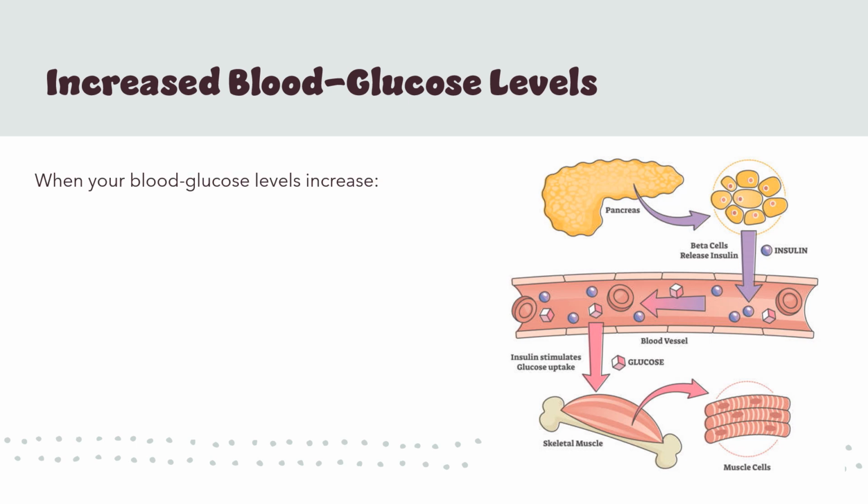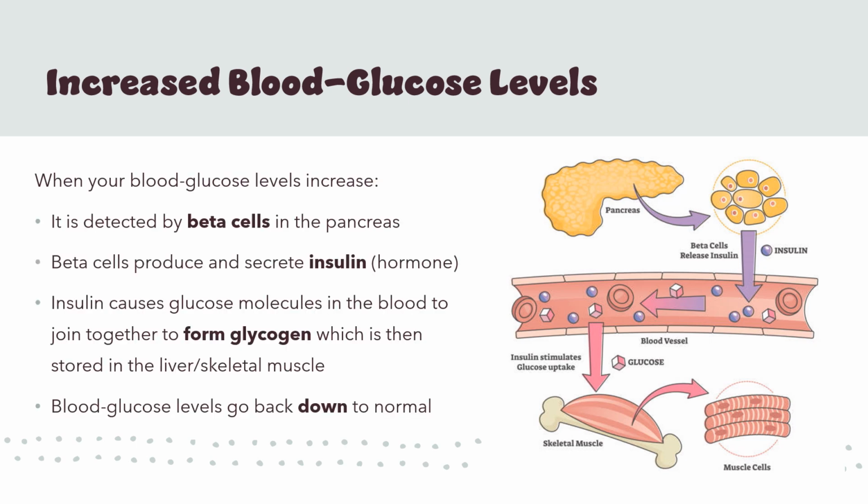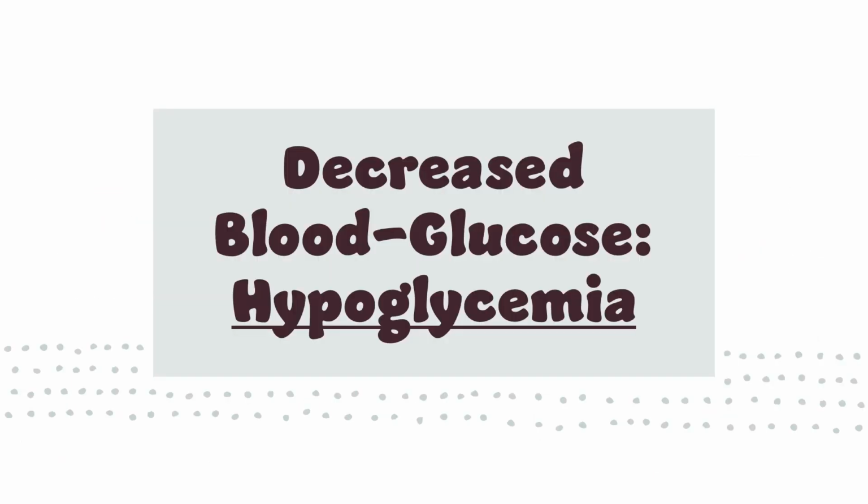So this slide is just explaining what I did on the last slide in words, if that helps you a little bit more. Just remember that it is the beta cells that are producing the hormone insulin, which reduces blood glucose levels and therefore maintains homeostasis. Now let's have a look at what happens when we have decreased blood glucose or low blood glucose, so hypoglycemia.